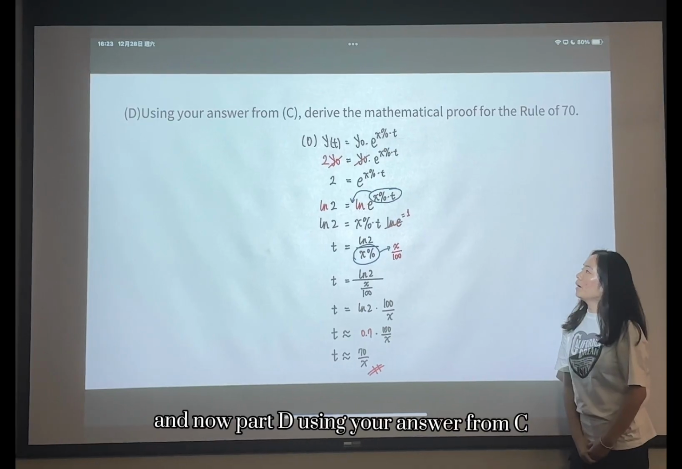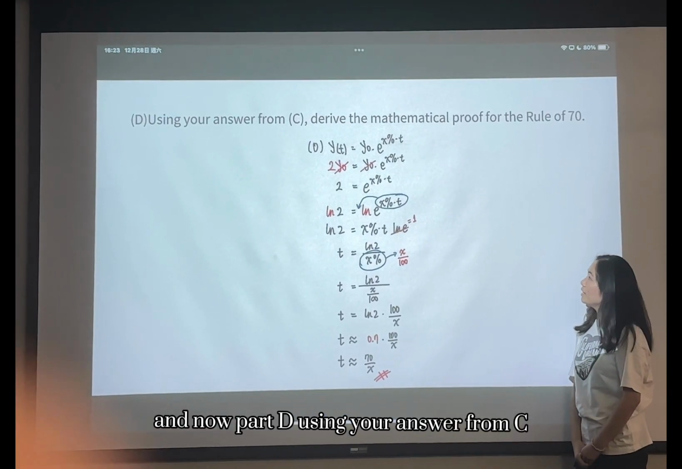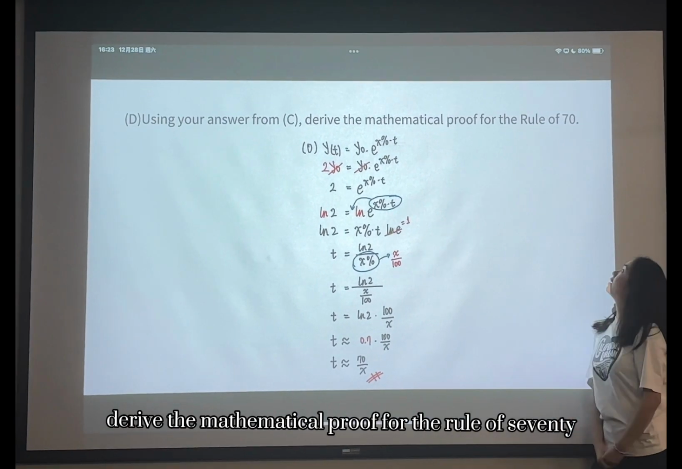And now part D. Using your answer from C, derive the mathematical proof for the rule of 70.